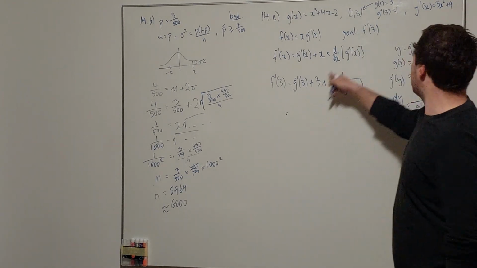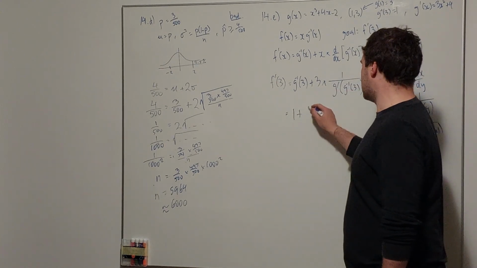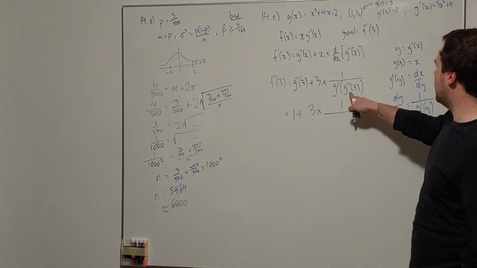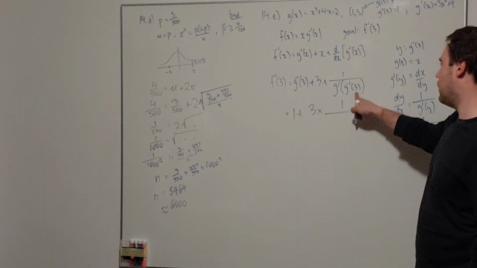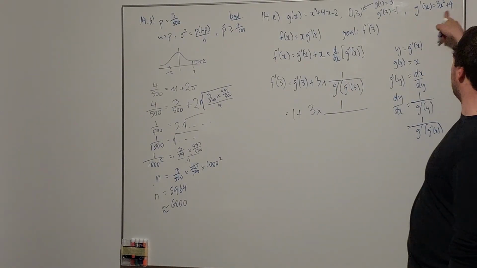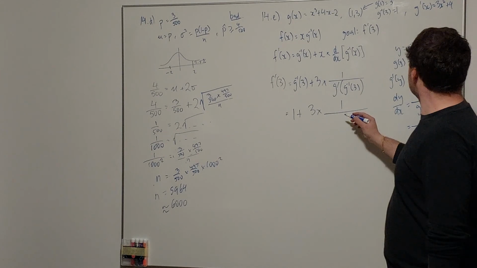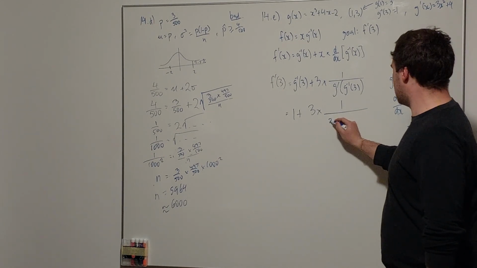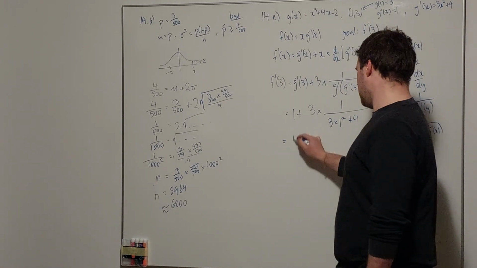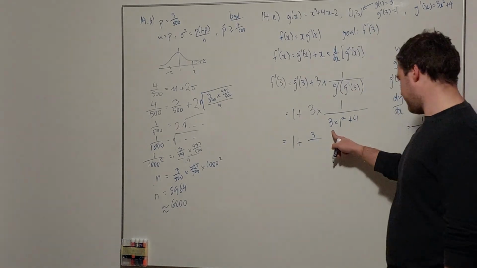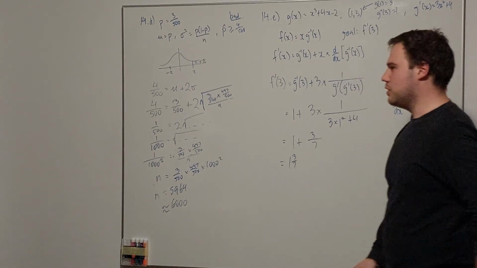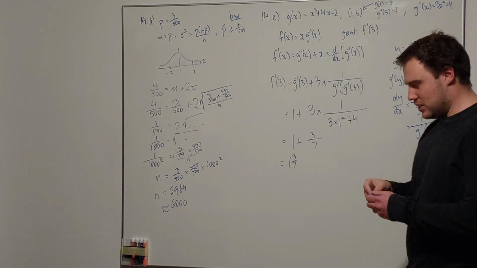So inverse g of 3 we've just said is 1, plus 3 times 1 on, well, likewise inverse g of 3 is 1, so we need to put 1 into the derivative of g. So 3 times 1 squared plus 4, which is 7. So we get 1 plus 3 on 7, which is 1 3/7. And that's the end of that chapter.